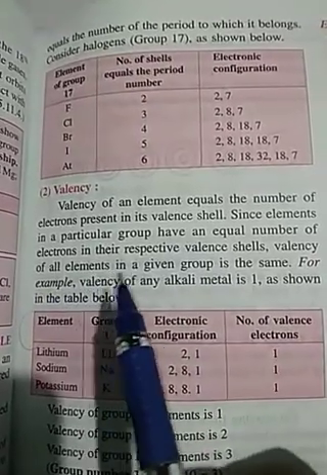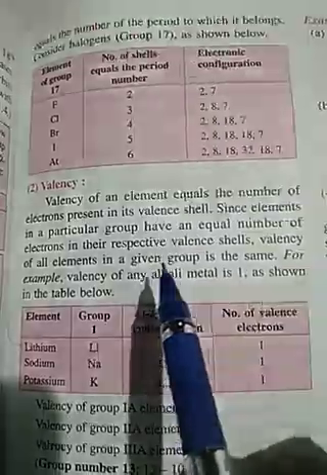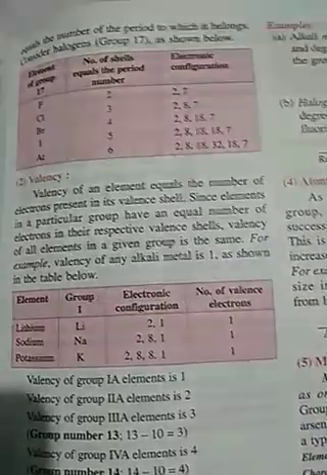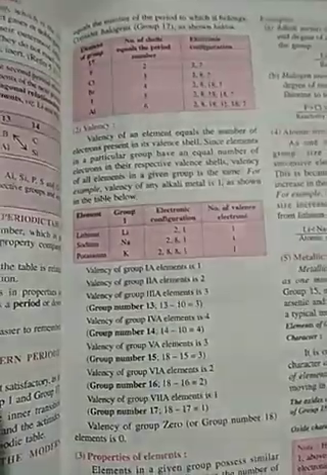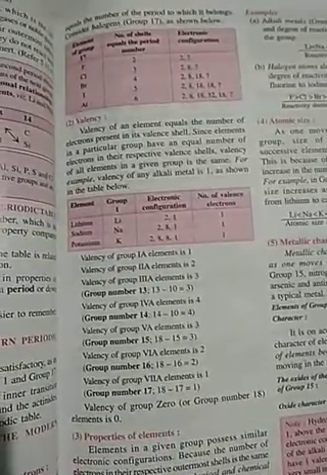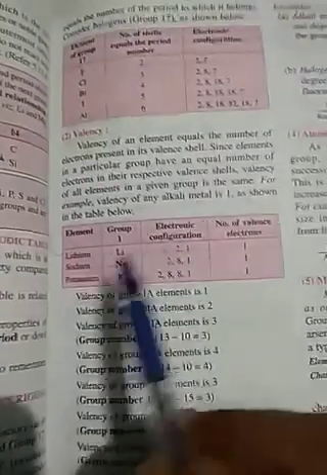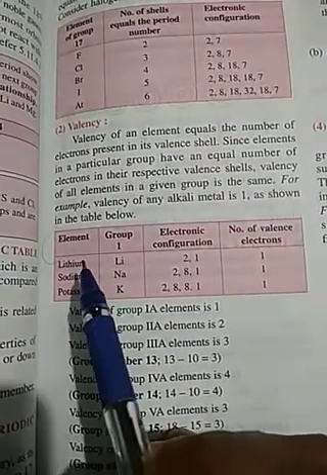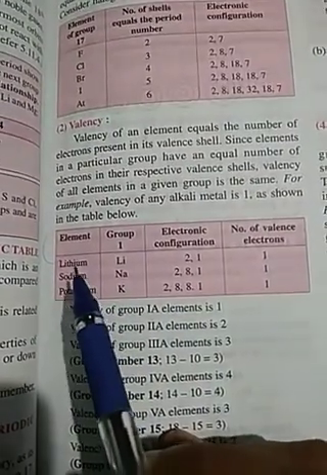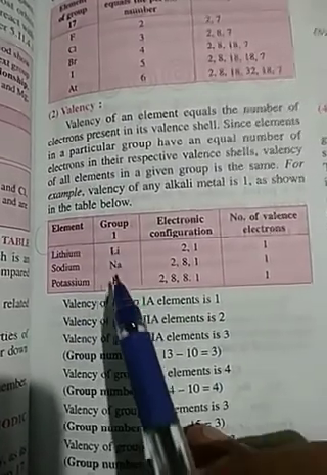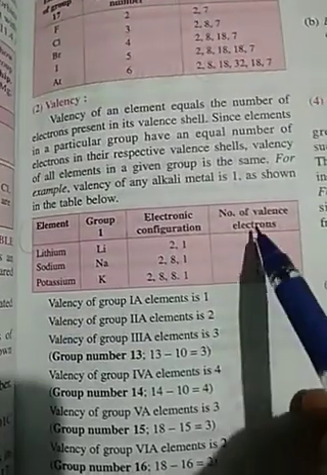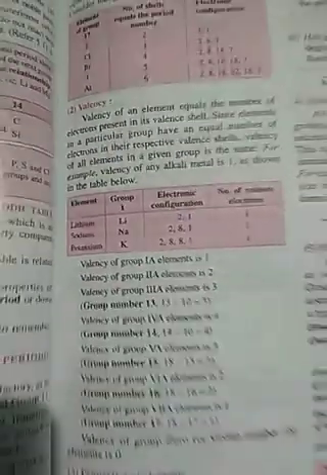The valency of all elements in a particular group is the same. If the elements of group 1A are there, they all will have the same valency. Group 2, they will all have the same valency. It is not so that only lithium, sodium, potassium, even rubidium, cesium, francium, they all will have the same valency. Now what is the criteria?